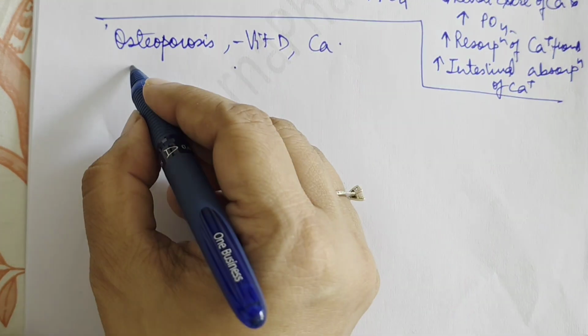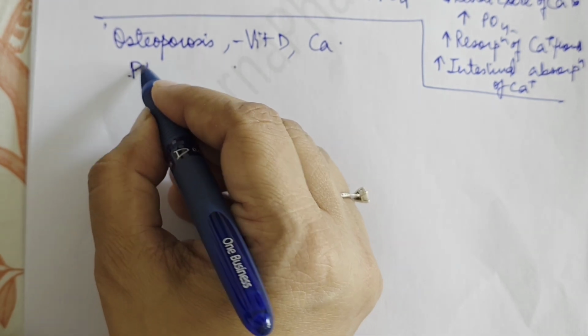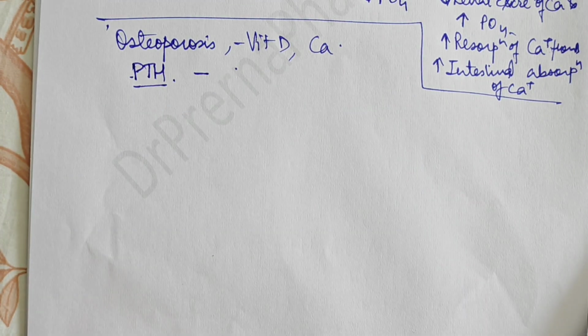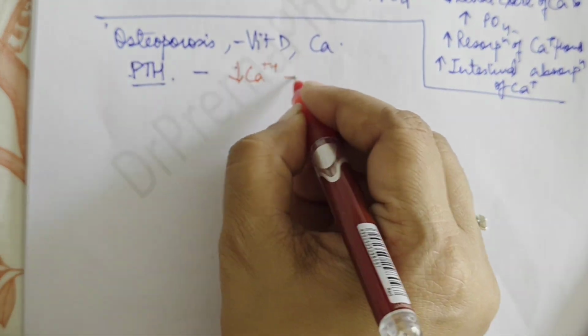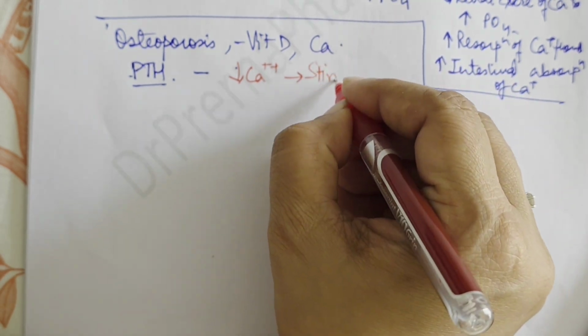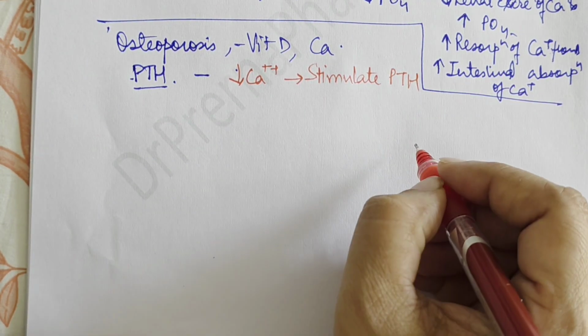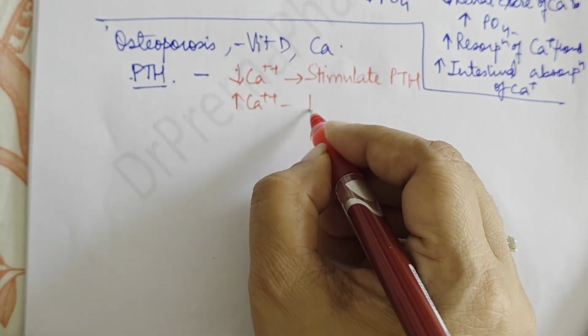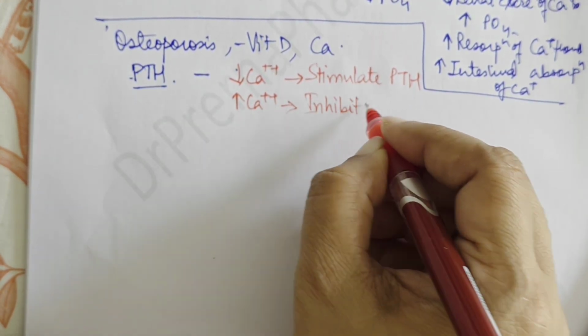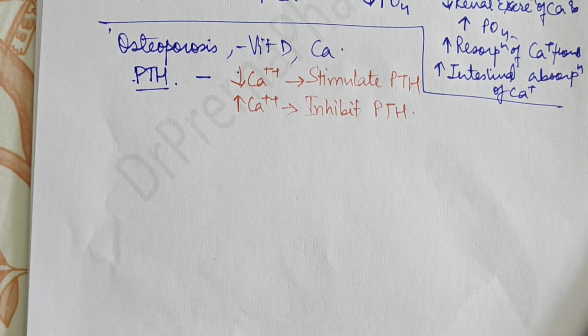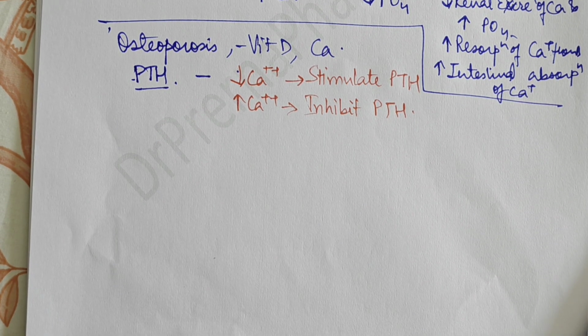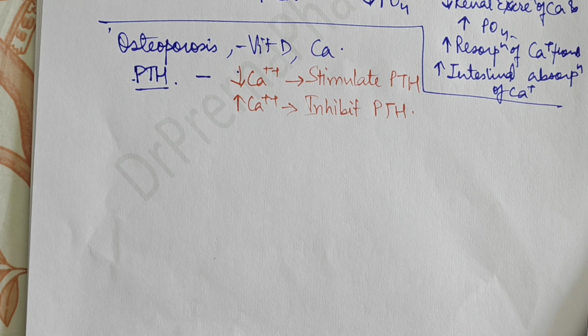Now let us see PTH, for parathormone. Whenever there is a reduction in calcium, a reduction in calcium will stimulate PTH secretion, and an increase in calcium will inhibit PTH secretion. So the stimulus to PTH secretion is hypocalcemia. Hypocalcemia will result in increased parathormone secretion.